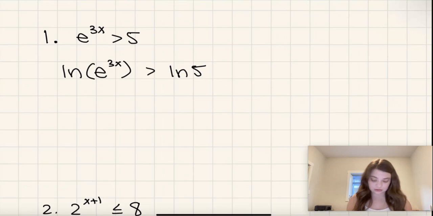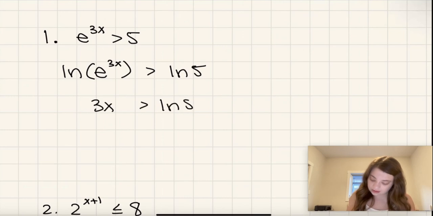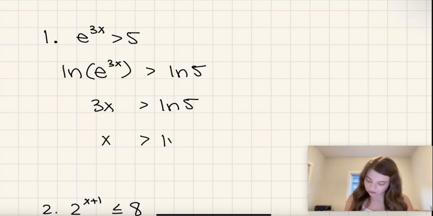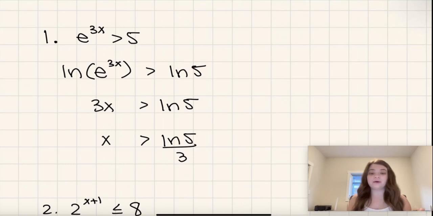Next, I'm going to cancel out the ln and the e, so we end up with just 3x is greater than ln 5, because recall that ln and e are opposites. They cancel each other out. And then I'm going to divide by 3. So therefore, x is greater than ln 5 over 3. And that would be our final answer.